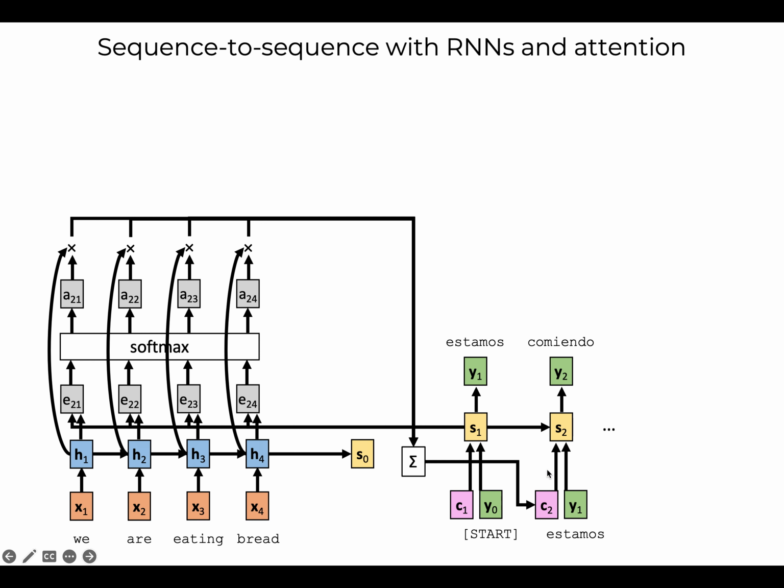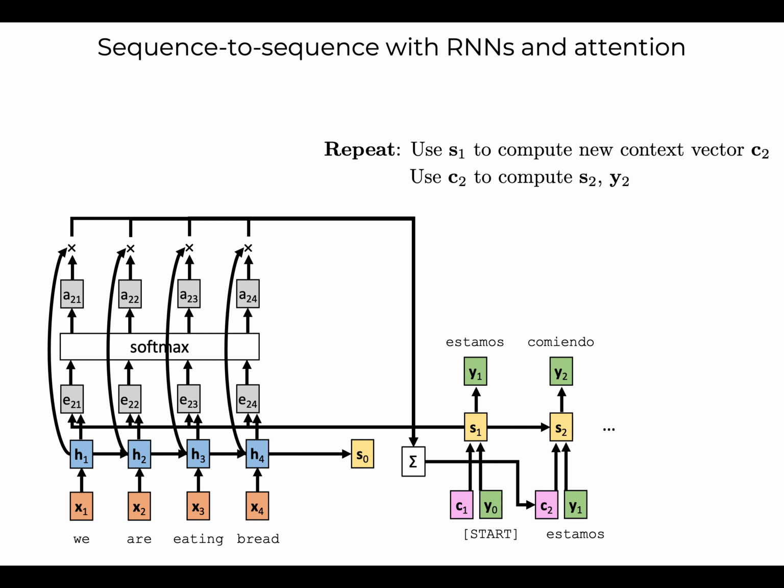So that goes into the decoder along with this next token, and from there we can decode and we get the next word. So basically we can just repeat this process: use the previous hidden state of the decoder to compute the next context vector, and then use that context vector to compute the next hidden state and the next output.